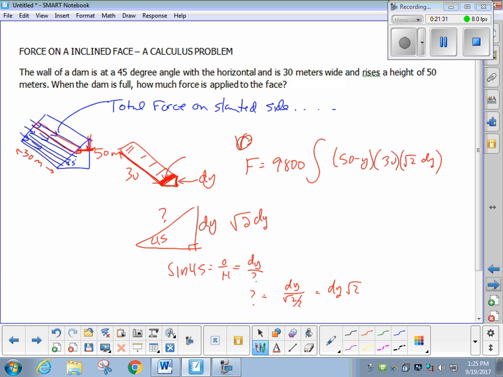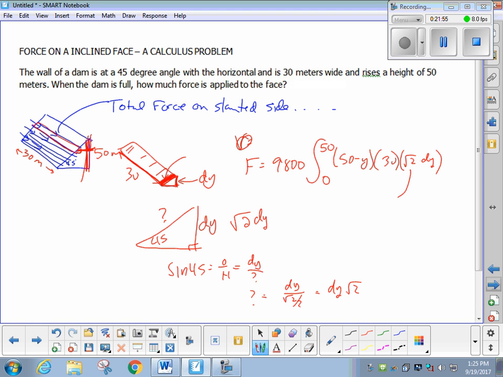And so the limits are where the y is. You're talking about y, and y is just the vertical piece, not the slanted piece. And so y is 0 to 50. I was really close, I just put y instead of root 2 dy. So that's the way the slant comes in.